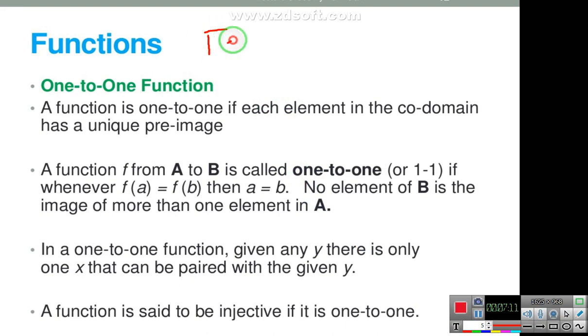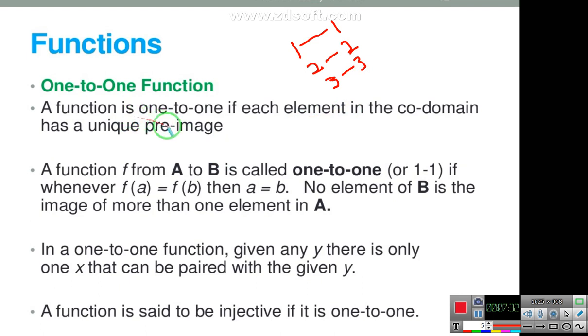So now coming to the types of function. This is a types of function. So types of function is, the first one is one-to-one function. By name is known, one-to-one. Hope you got it.